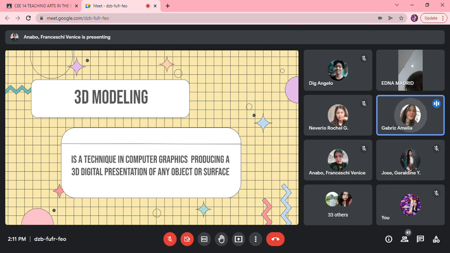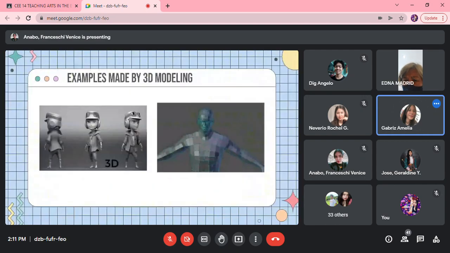Next is 3D modeling. So, it's a technique in computer graphics for producing a 3D representation of any object or surface. So, makikita po natin ang result of 3D modeling sa mga movies, animation, video games, architecture, and commercial advertisements. So, ang 3D modeling ay ginagamit sa paggawa ng mga characters na makikita natin sa movies and sa mga animations. And of course, may kahalagahan din po ang 3D modeling sa architecture, para makagawa ng floor plan.